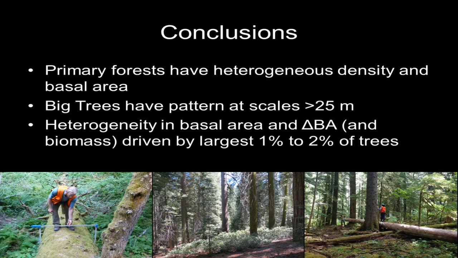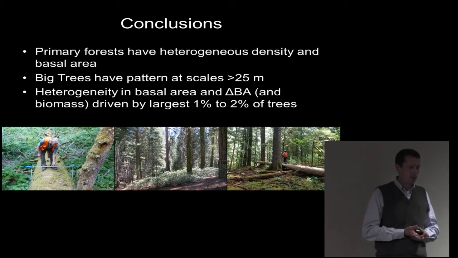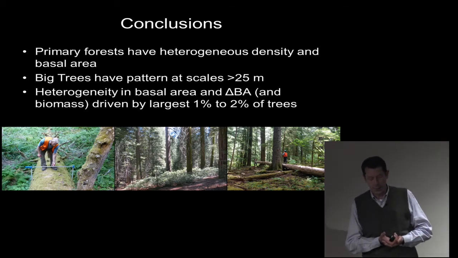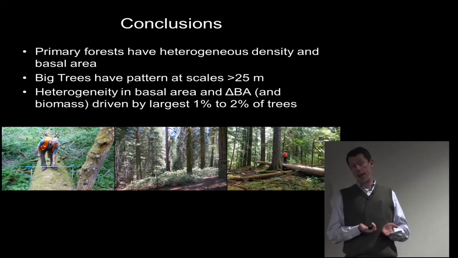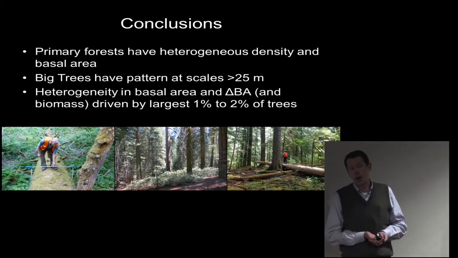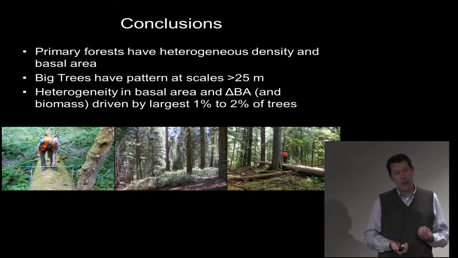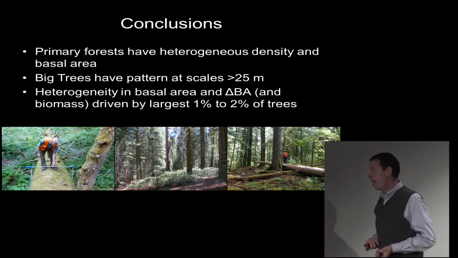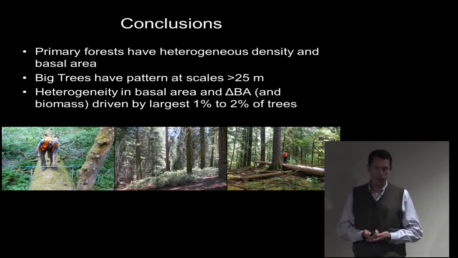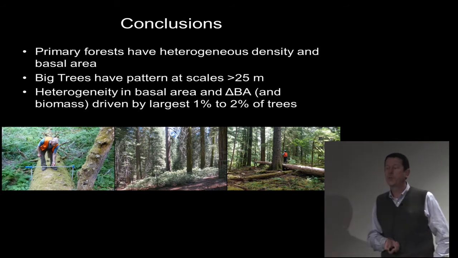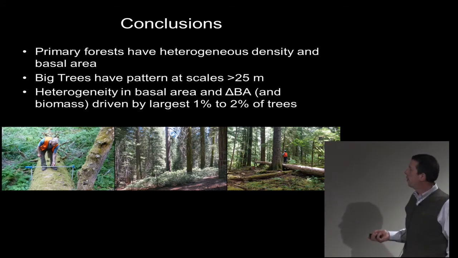So what can we conclude? Well, old-growth forests are heterogeneous, in a lot of ways, from casual observation to statistical analysis. Big trees have patterns, and they have patterns at relatively large spatial scales that are still significant. And the heterogeneity in basal area and the change in basal area is almost totally driven by the top 1 to 2% of trees. So we should probably pay attention to those 1 to 2% of the largest trees. And this has some implications for restoration.